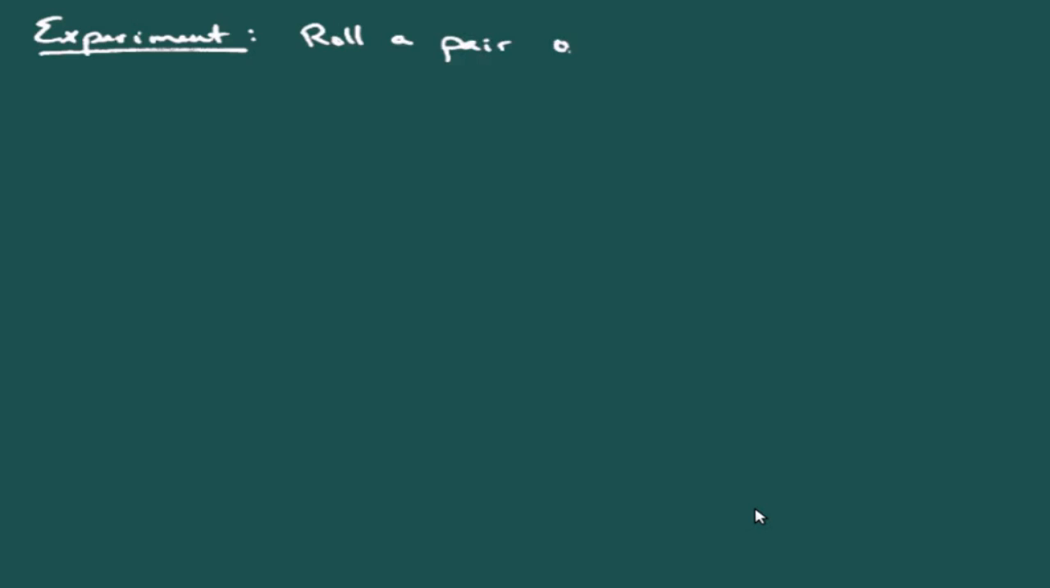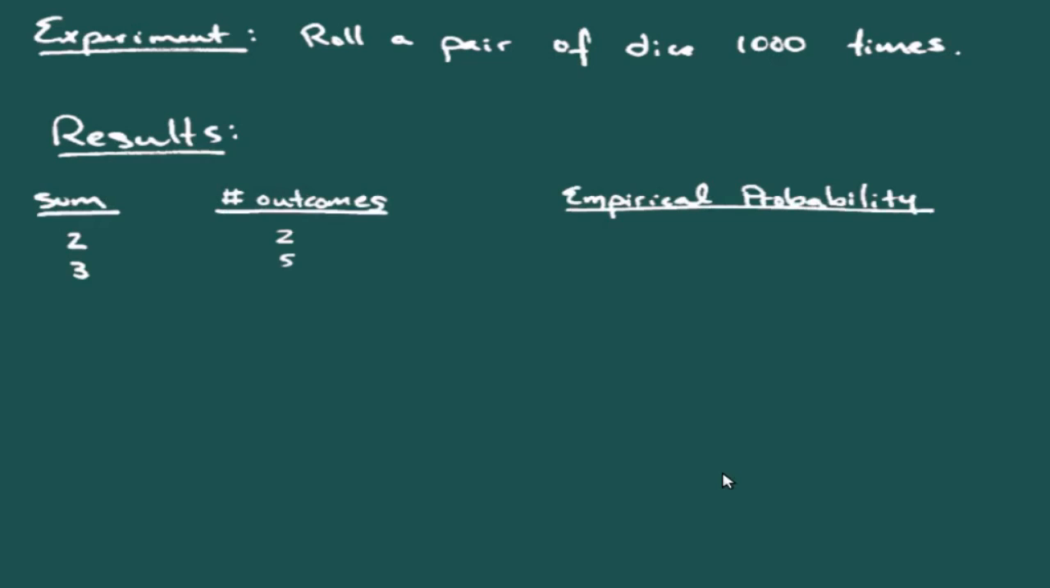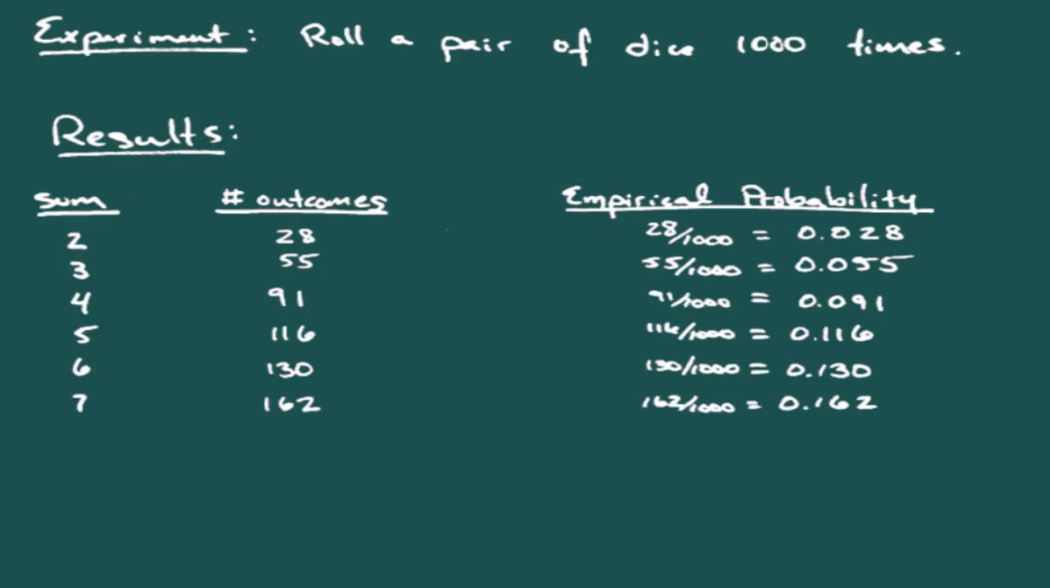So what we do then is to roll a pair of dice, and we're going to roll it 1,000 times. So that's exactly what we did. And so looking at those results, how many times did we get a 2? How many times did we get a 3? We can see that we had a 2 28 times, a 3 55 times, 4 we had 91 times, 116 5s, 136 6s, 162 7s, 157 8s, 111 9s, 76 10s, 54 11s, and only 20 12s.